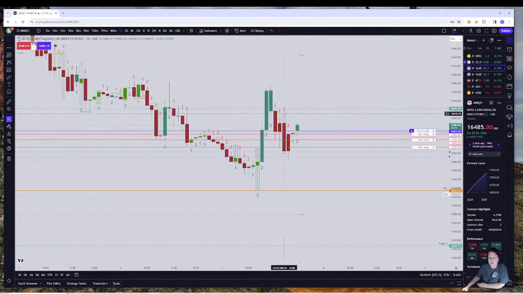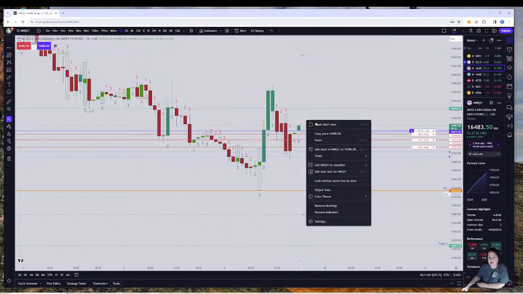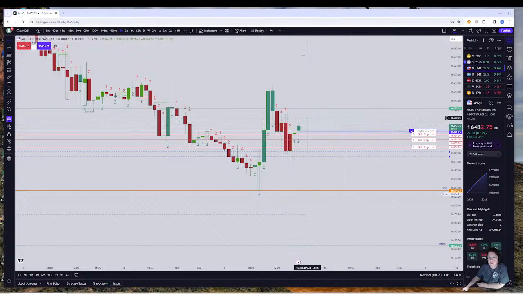But you don't have to have a 3 in order to be a mother bar. This could be considered a mother bar here until we got back above it. So it's just a huge part of my strategy, and it helps me stay in a trade a lot of times, because I can say, we're inside this range, and we're not going anywhere until we get outside of it.